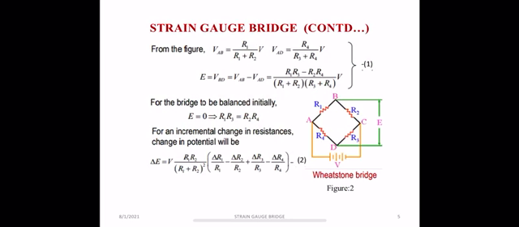Then E can be calculated as VAB minus VAD. That is R1 R3 minus R2 R4 by R1 plus R2 into R3 plus R4, into V. For the bridge to be balanced initially, E equals 0. Then R1 R3 equals R2 R4. For an incremental change in resistance, the change in potential will be delta E equals V into R1 R2 by R1 plus R2 the whole square, into delta R1 by R1 minus delta R2 by R2 plus delta R3 by R3 minus delta R4 by R4.